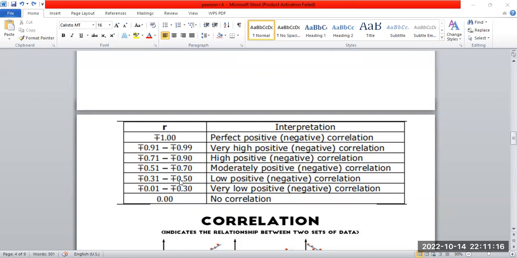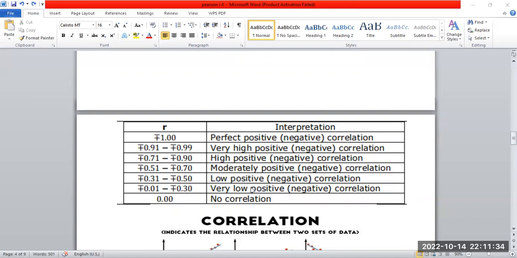And then 0.31 to 0.50, that's a low positive correlation. And if it's negative, it's a low negative correlation. Then next we have positive or negative 0.01 to positive and negative 0.30.